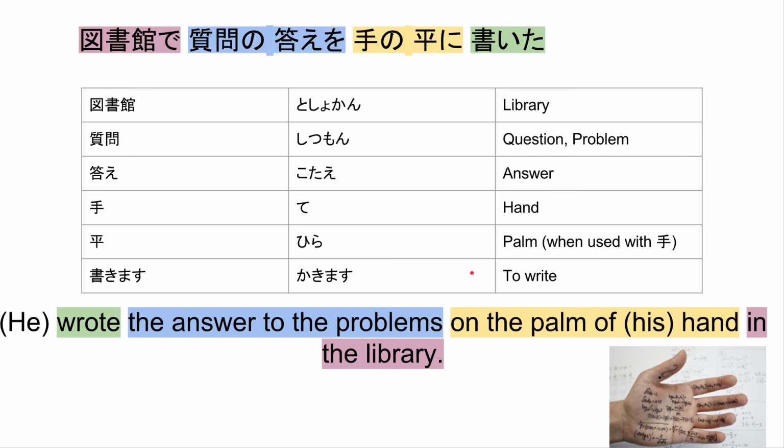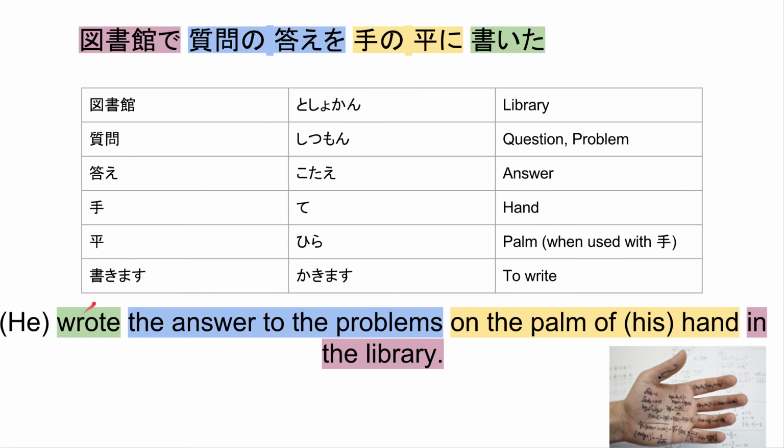Alright, 図書館で質問の答えを手のひらに書いた. Alright, so 図書館 library. 質問 question problem. Kotai is an answer to a question. Kotai, answer. Te is hand. Te, hand. Hira is apparently the palm, the palm of your hand. I didn't know that one. Te no hira is the palm of your hand.